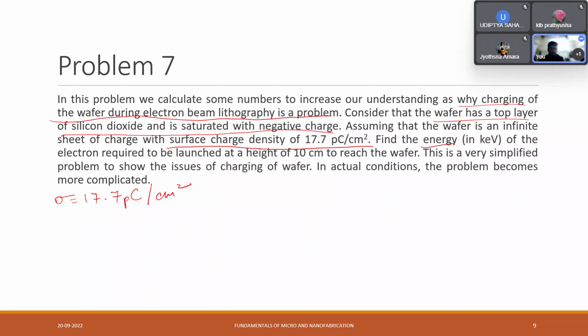You may start with some basics that you might have learnt in high school physics: what is the electric field that is felt from an infinite sheet of charge? That way you can start.